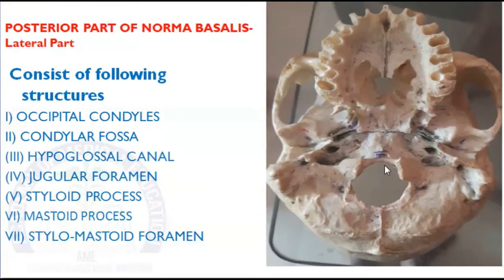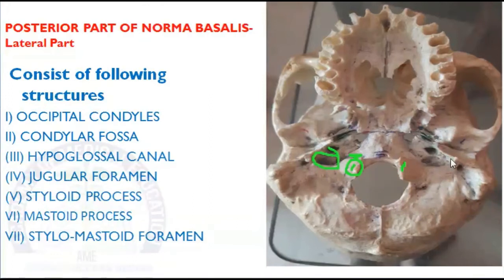Now, the posterior part of the norma basalis view. The lateral part consists of the following structures: the occipital condyles, these two. Next is the condylar fossa, which is present anteriorly. Then the hypoglossal canal, also present anteriorly. Then the jugular foramen.